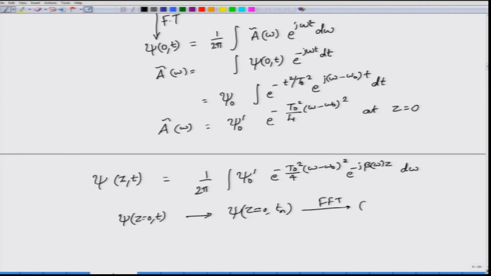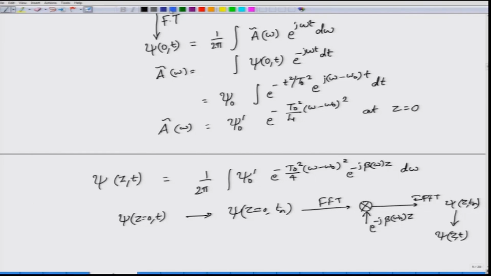After you have taken the Fourier transform, to each term you multiply this factor e to the power minus j beta of omega n into z, and then you take the inverse Fourier transform, and what you get here would be psi at z and t n. So, at a different distance, what you get is your function which you were looking for. It would be discrete, you can visualize the continuous expression for the same.